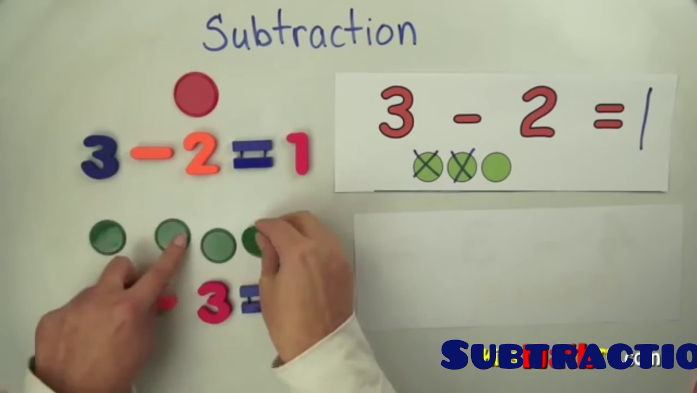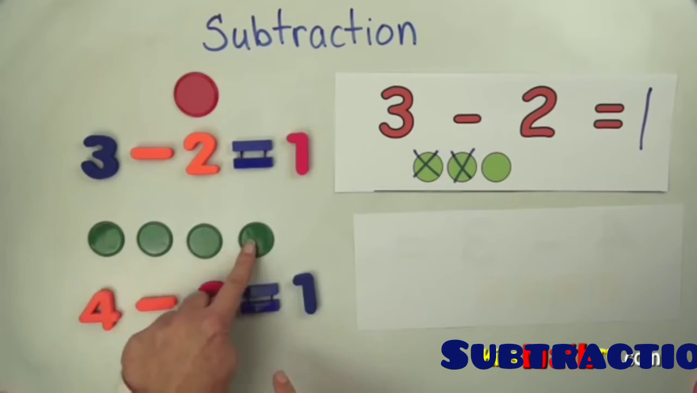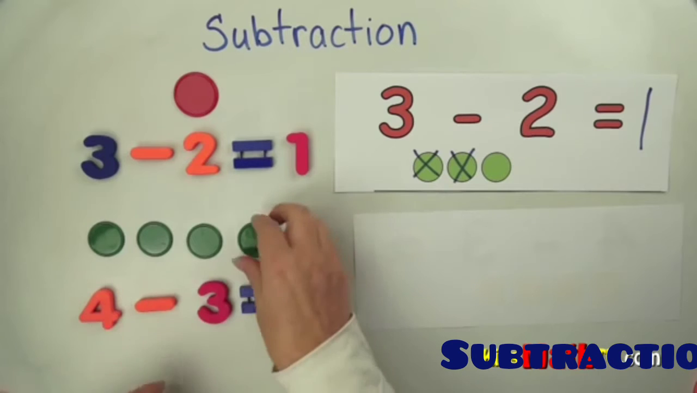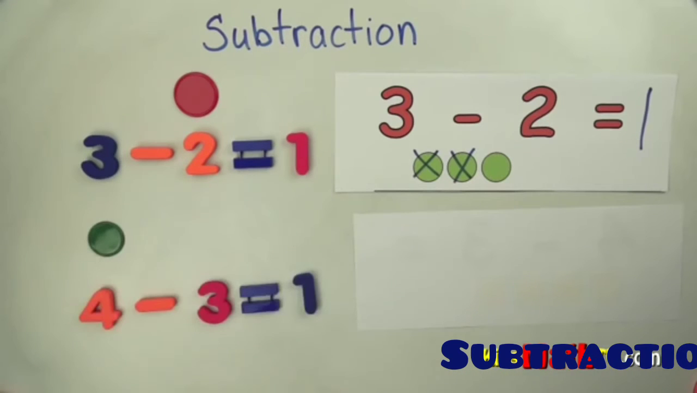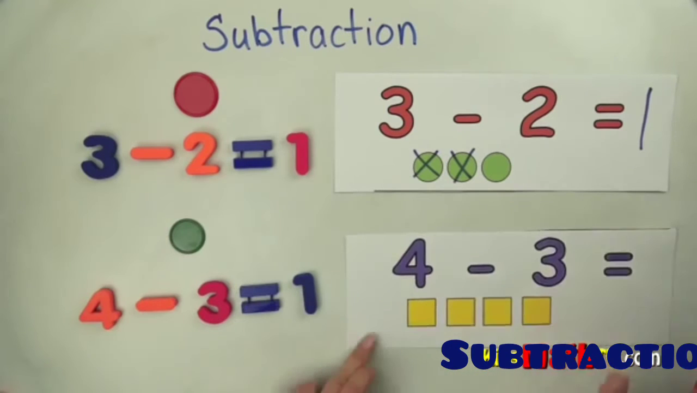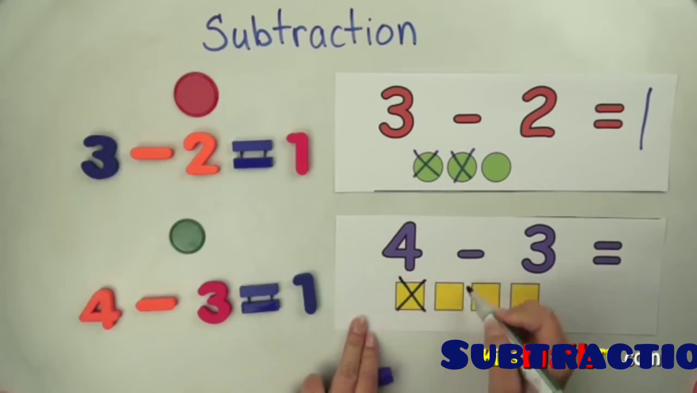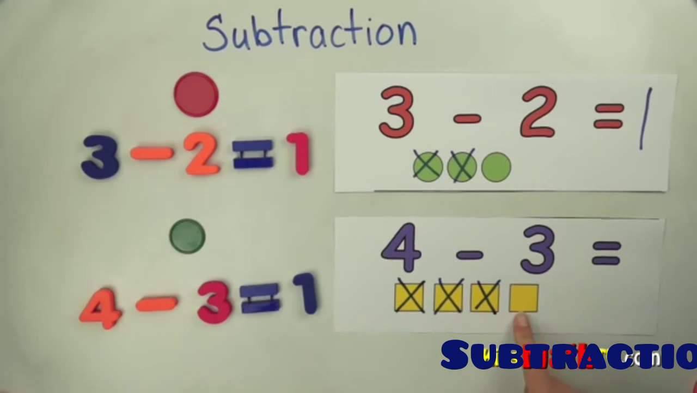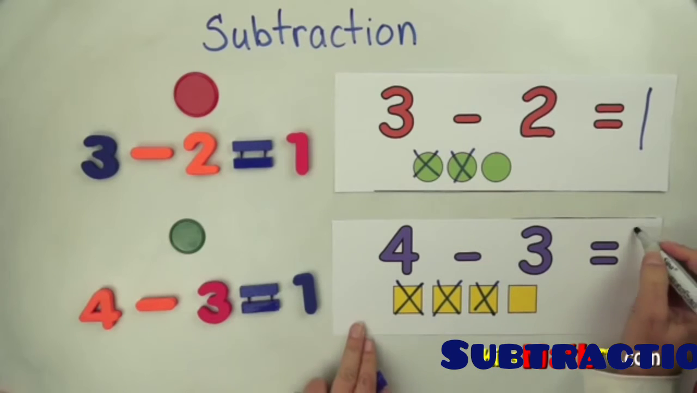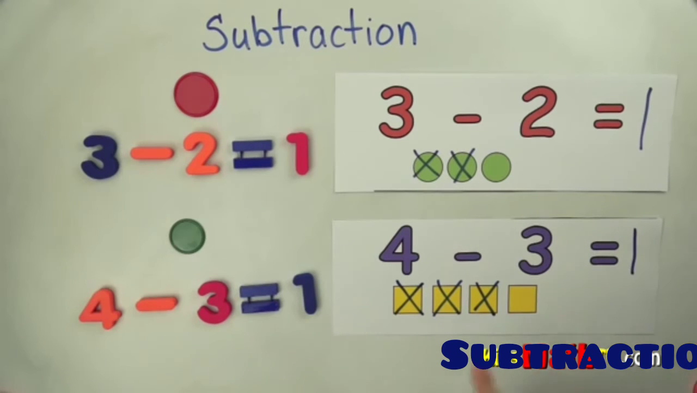Try it again. 4, 1, 2, 3, 4. Take away or subtract 3. 1, 2, 3 is 1. Here's our problem. 4, subtract 3. We take away 3. 1, 2, 3. How many are left over? 1 box is left over. So 4 subtract 3 equals 1. That's the end of our lesson on subtraction.